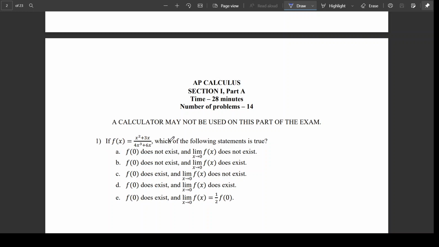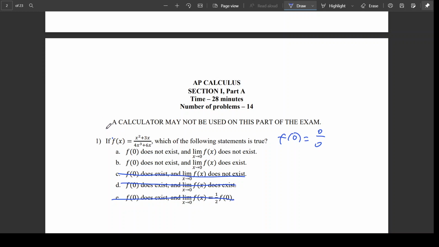So f of 0, we can figure that out pretty quickly. If you plug in 0 on the top and bottom, we're going to get 0 over 0. So f of 0 clearly does not exist. So I'm going to get rid of option C, option D, and option E right away, because those all say that f of 0 does exist. So now we're in between these two, and we're wondering, does the limit as x approaches 0 of f of x exist?